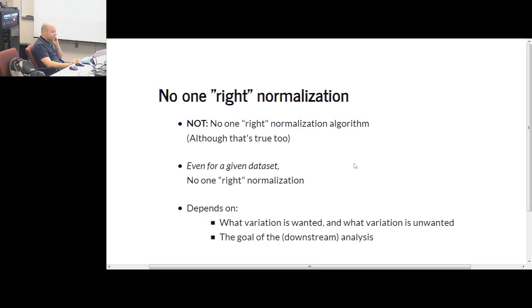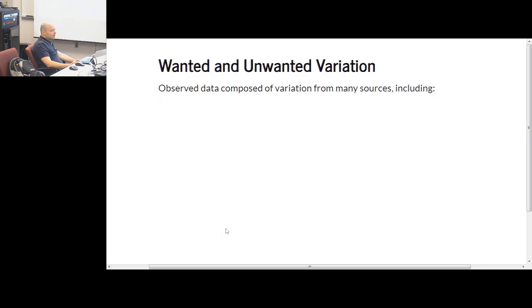And the reason I say that is because the normalization that you're going to do is going to depend on what variation is wanted, or in other words, what variation is of interest to you, and what variation is unwanted. And that will depend on your context. It will also depend somewhat on the goal of your downstream analysis. But I would just want to highlight this one. If for no other reason, the normalization that you want to do will depend on what variation you're interested in and what variation you're not interested in.